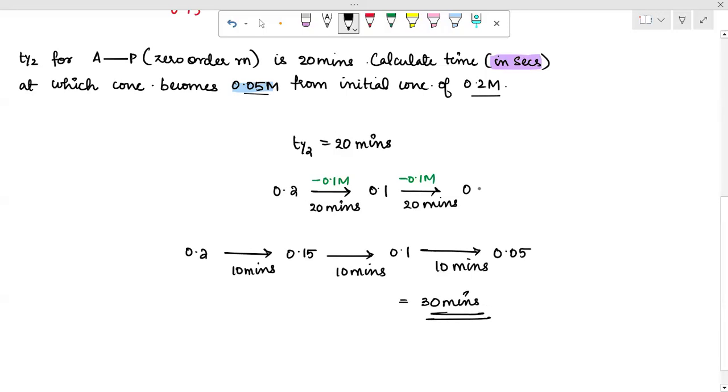As I said, you can solve the question with integrated rate equations as well. But this is going to save a lot of time if the technique is clear to you.